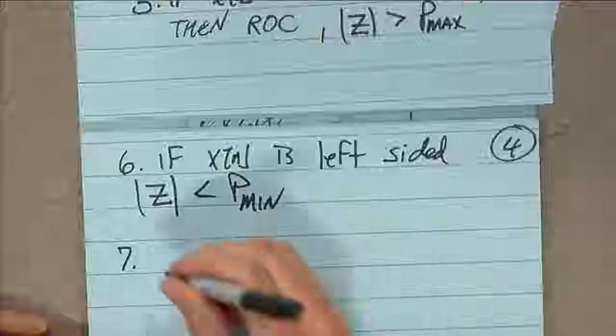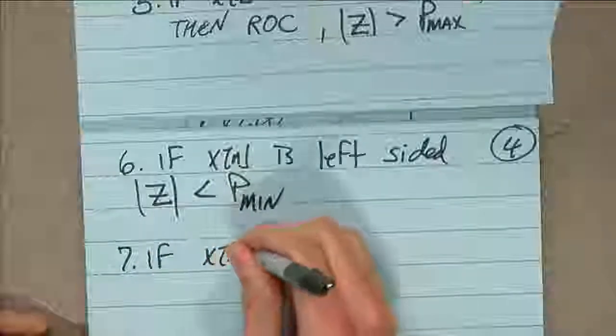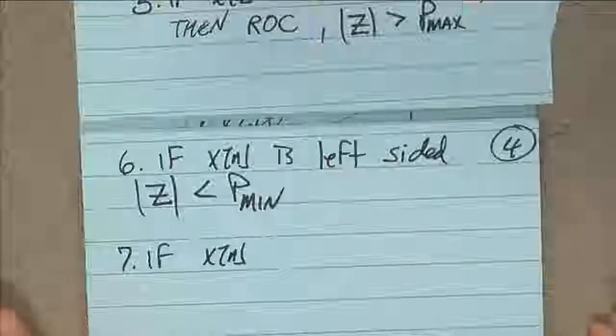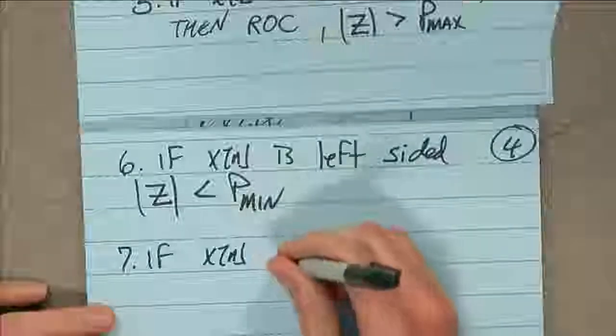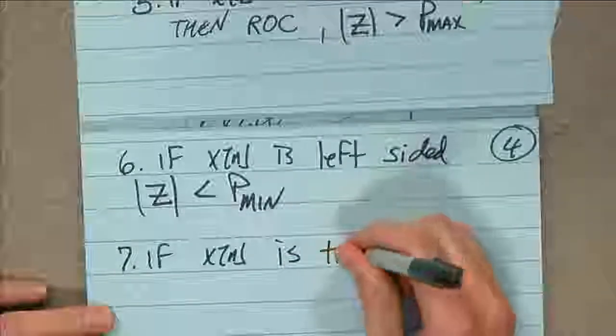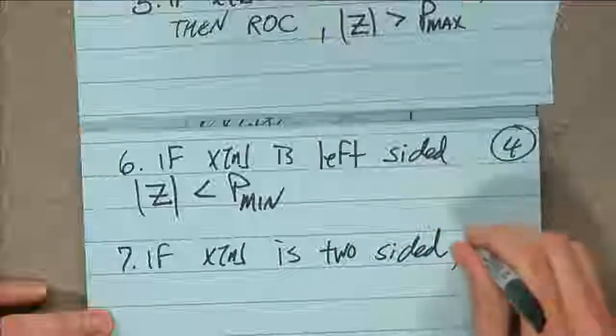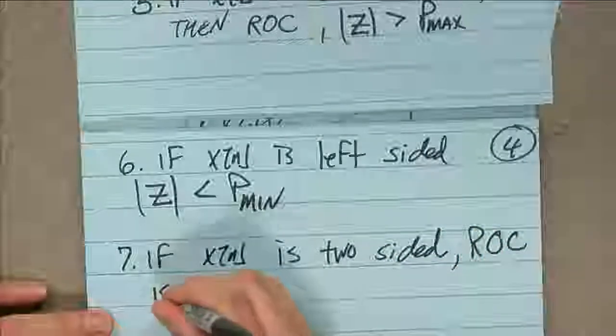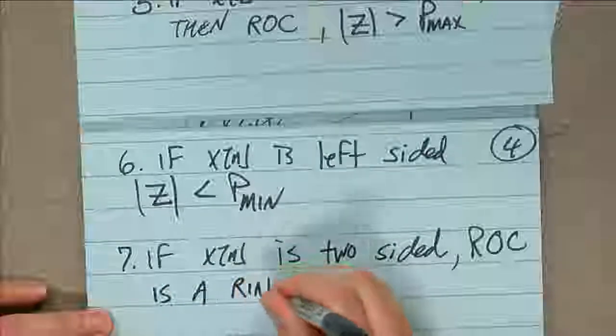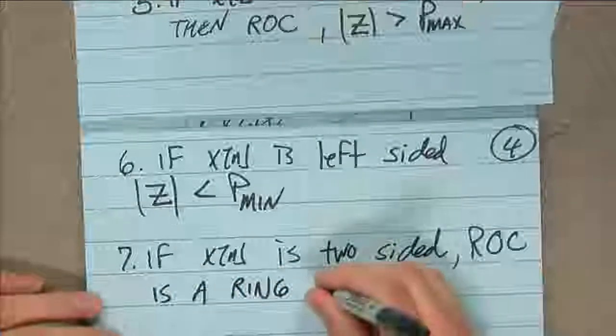And finally, we've done right, we've done left. The only thing left is two-sided, right? So if x of n is two-sided, what do we have? The ROC is a ring, or an annulus, if you want to think of it that way, or a donut bounded by poles.